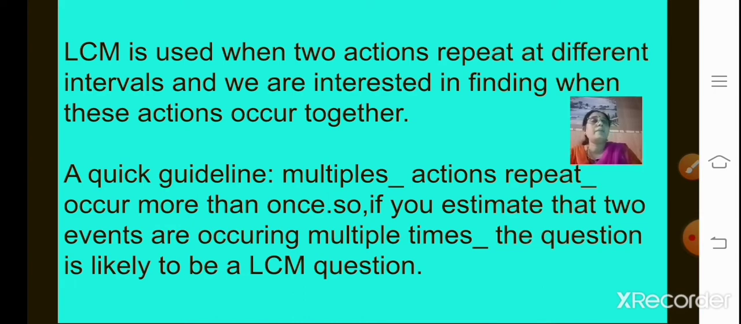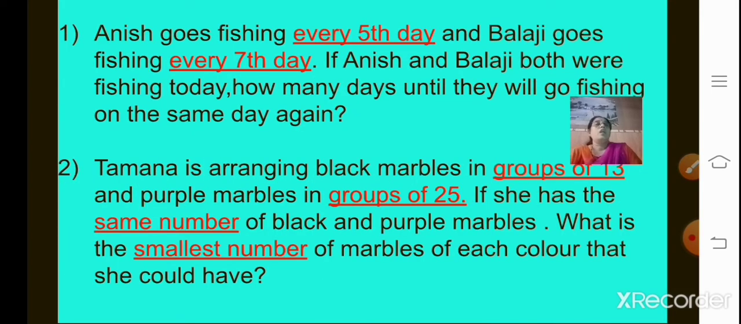Now always remember, when you are finding the LCM of any two numbers, it is always bigger than the other two numbers. Okay, now let us see an example of LCM type of questions. Now Anish goes fishing every 5th day and Balaji goes fishing every 7th day. If Anish and Balaji both were fishing today, how many days until they will go fishing on the same day again?